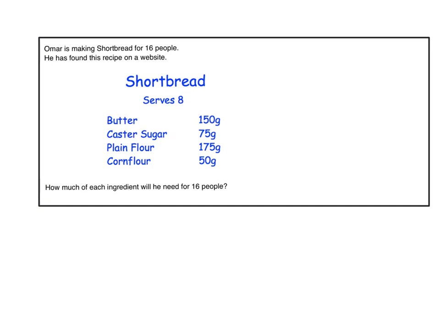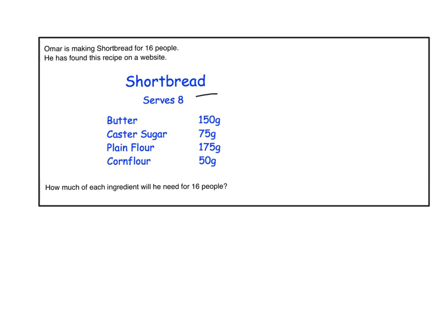Omar is making shortbread for 16 people. He has found this recipe on a website. Shortbread serves 8, and there's the grams for butter, caster sugar, plain flour and corn flour. How much of each ingredient will be needed for 16 people?